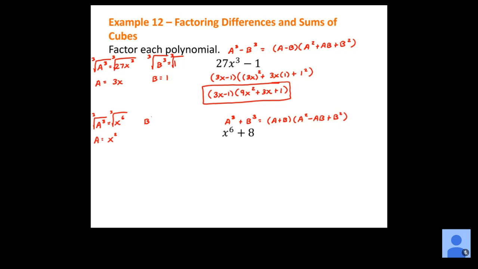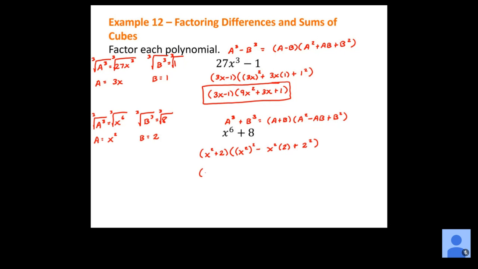And then I'm going to let b cubed be equal to 8. Again, we're going to take the cube root so we can get our b value. So b equals 2 because 2 times 2 times 2 would give us 8. Now we follow our formula. So we have a plus b, so x squared plus 2, times a squared, that's going to be x squared squared, minus a times b, x squared times 2, plus b squared, 2 squared.